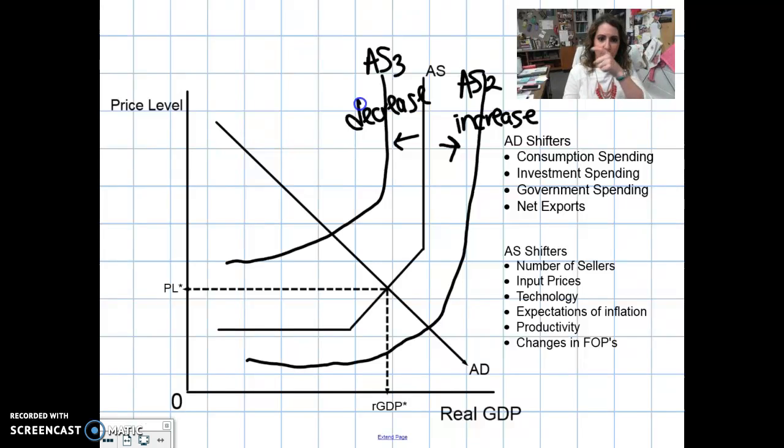Have this picture that I have right here. Draw this so you know what it looks like to have an increasing and decreasing shift of aggregate supply. But remember, the shifters of aggregate supply are NIGHT P with a little bit extra at the end: number of sellers, input prices, technology, expectations of changes, including inflation, productivity, and then just overall changes in factors of production, so like land, labor, capital, and entrepreneurship. If those things were to change, that's a change of resources. You can supply more or less if resources change.